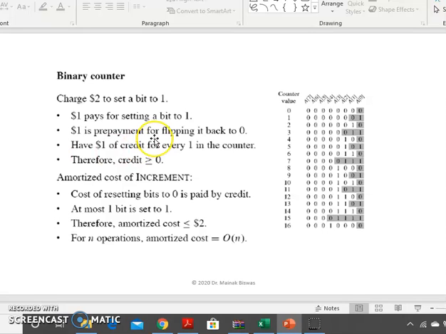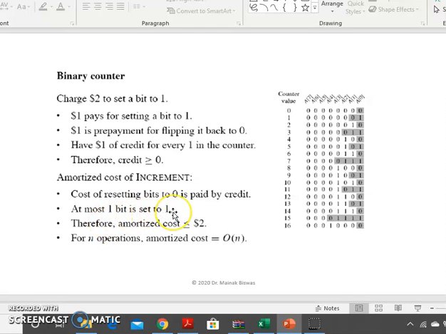For the binary counter, when you are setting a bit to 1, you pay $2, but you do not pay for flipping it back to 0. The cost of resetting a bit to 0 is paid by credit, so when we are resetting the bits to 0, it is already paid by credit.